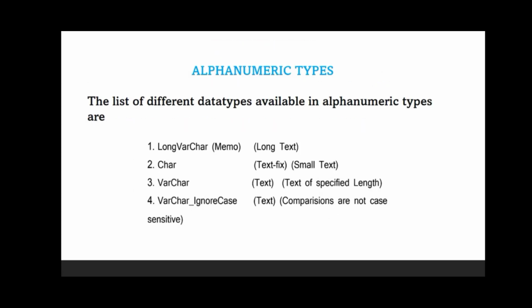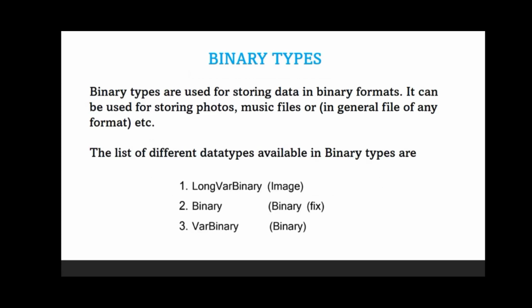Then alphanumeric type means which contains both alphabets and numerics. These are the types of alphanumeric types. Here char and varchar are the most commonly used. Char means fixed text and varchar means a specified length. We can set a specified length, for example a length of 20. If we want to type 20 characters for an address, we can set varchar. Then binary type. Binary types are for storing data in binary format.